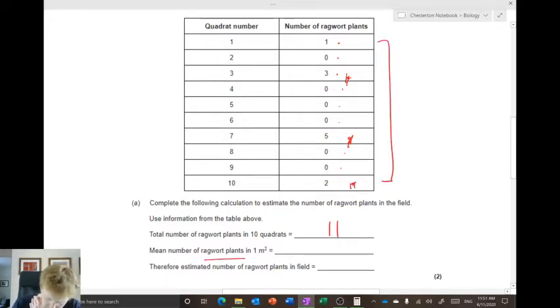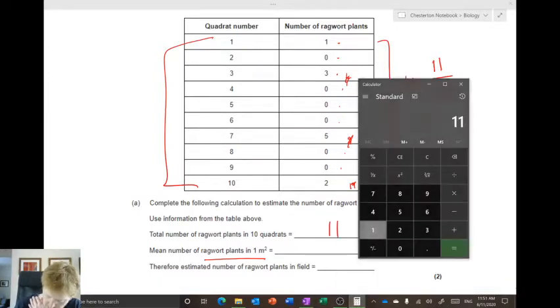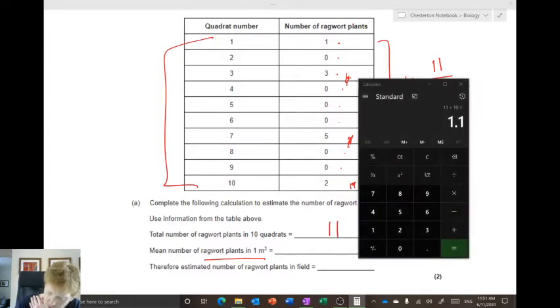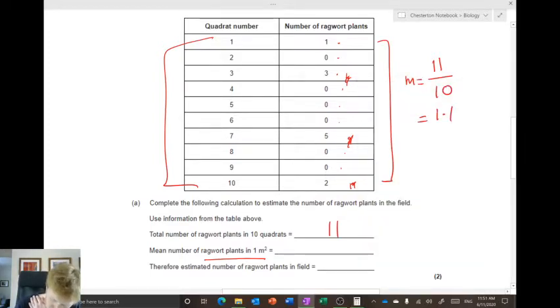Next, the mean number of ragwort plants per meter squared. We've got 10 quadrats, so the mean is equal to the total number of plants, which was 11, divided by the number of quadrats, which is 10. So 11 divided by 10, and whenever in doubt, put it in your calculator, is of course going to be 1.1. So the mean number of ragwort plants per meter squared is 1.1.